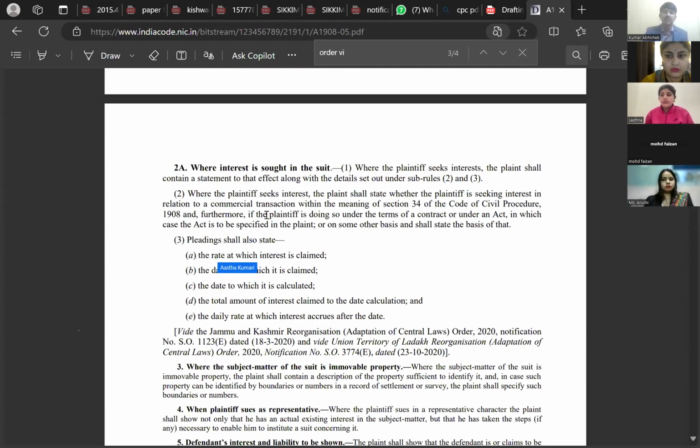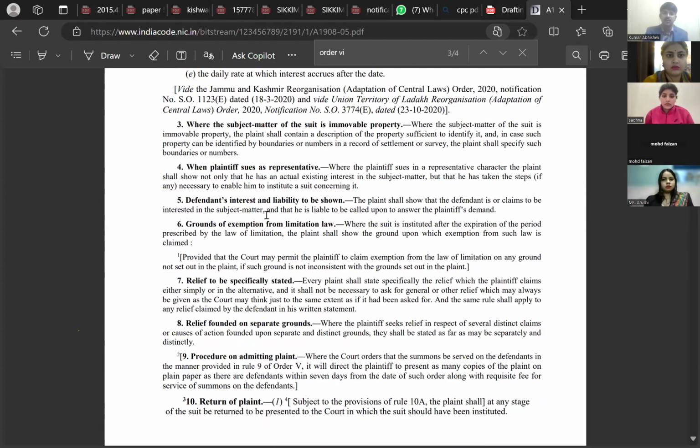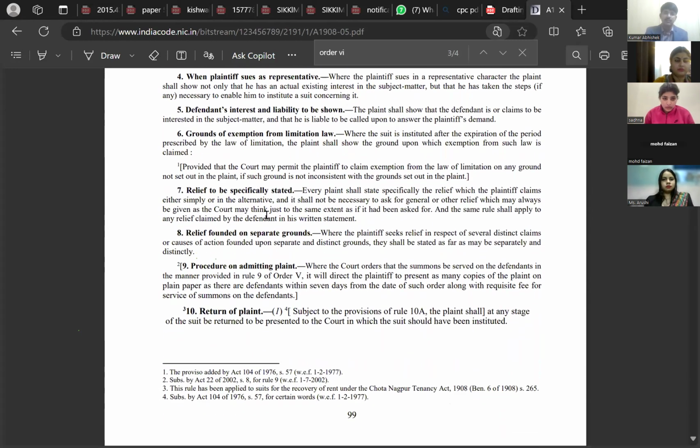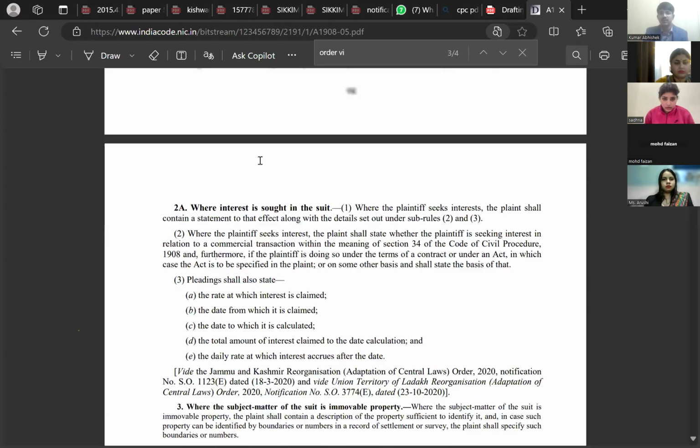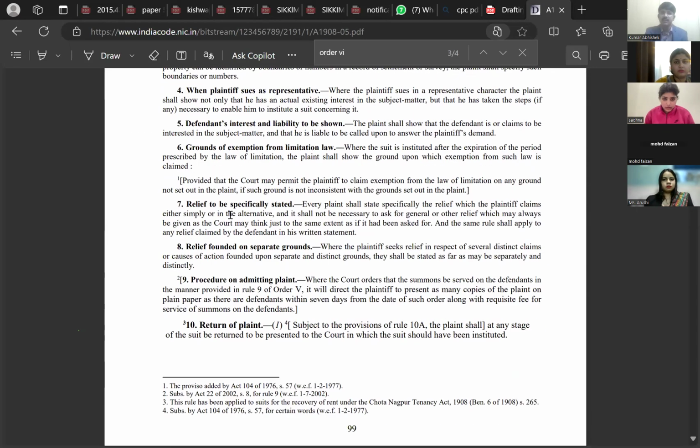Then there are certain things which you need to keep in mind. We have Rule 7 of Order 7, which says that the reliefs have to be specifically stated. So every plaint shall state specifically the relief which the plaintiff claims, either simply or in the alternative, and it shall not be necessary to ask for general or other relief, which may always be given as the court may think just. Before I proceed further, there is an expression here: either simply or in the alternative.